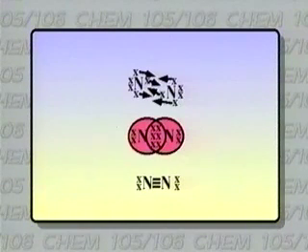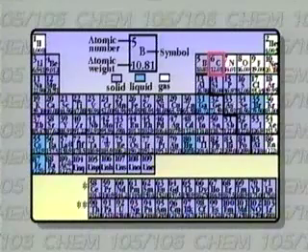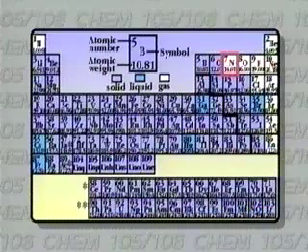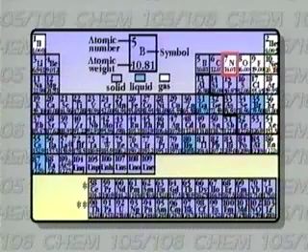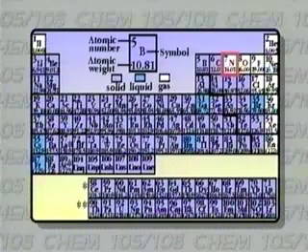Now, there are only a few elements that really can share more than 1 pair of electrons. Carbon can share a single pair, 2 pair, or 3 pair. Nitrogen can share a single, 2 pair, or 3 pair. These are the only 2 elements under normal chemical reaction conditions that can share 3 electron pair. Only carbon and nitrogen can form a triple bond. Okay?